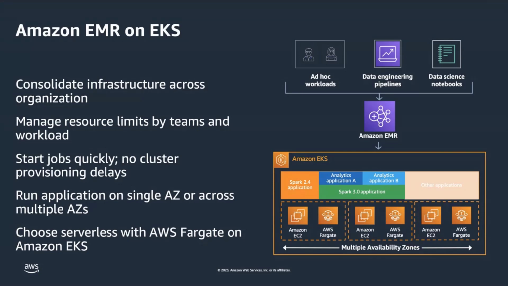And then there's a couple of benefits here. One is the consolidation of infrastructure across the organization, right? Within a single EKS cluster, you can run multiple different versions of Spark. You can run different applications, so you can localize some of these compute and infrastructure resources together. You can manage resource limits by team and by workload, and also start jobs quickly. You don't have to worry about cluster provisioning delays, and you can run them in multi-AZ or single AZ configurations.